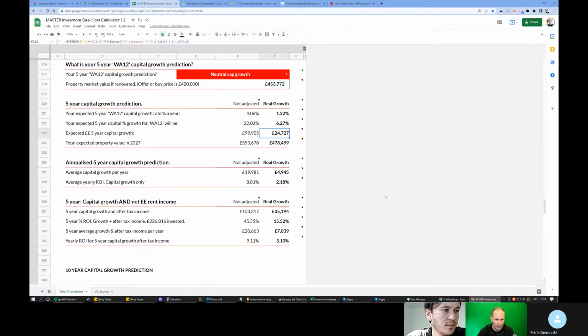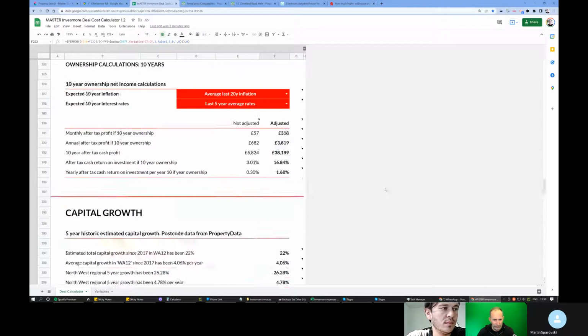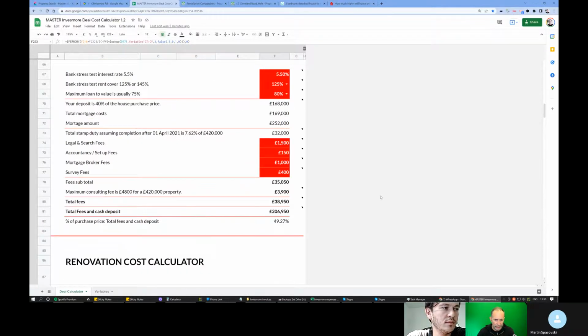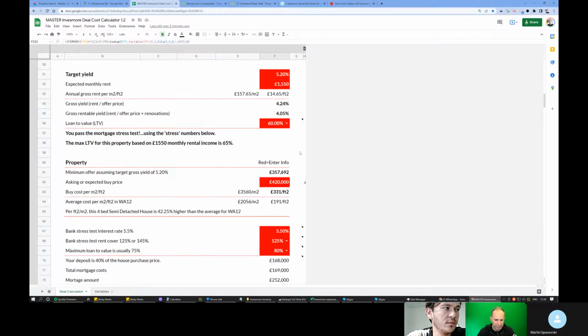So nominally you do well, but of course you have to factor in inflation and you're not doing so well. So you're 25 grand up. And really, with your money, you'd be far better off going down the food chain and buying a property for, say, 220,000. So let's just do that.